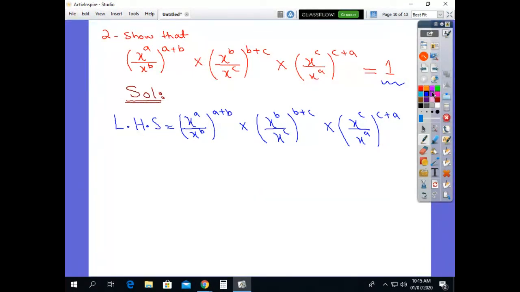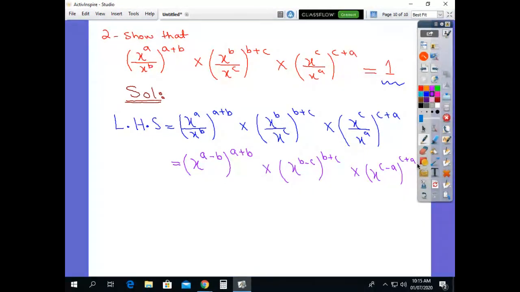By laws of exponents, we use the laws of exponents. What is the first law of exponents? If two numbers are in divided form and the base is the same, then we subtract the powers. Here we see that the bases are the same, therefore powers are subtracted from each other. It becomes x raised to power a minus b, whole raised to a plus b. Similarly, x raised to power b minus c, whole raised to b plus c, and last x raised to power c minus a, whole raised to c plus a.